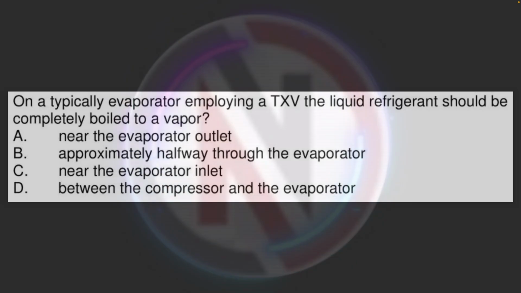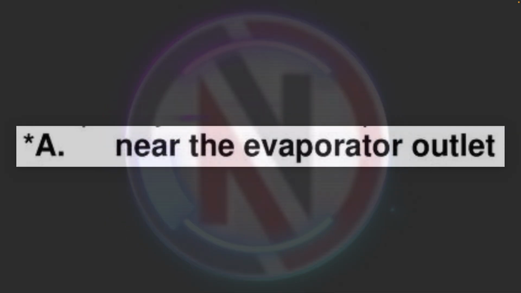On a typical evaporator employing a TXV, the liquid refrigerant should be completely boiled to a vapor: A. near the evaporator outlet, B. approximately halfway through the evaporator, C. near the evaporator inlet, D. between the compressor and the evaporator. A. Near the evaporator outlet.